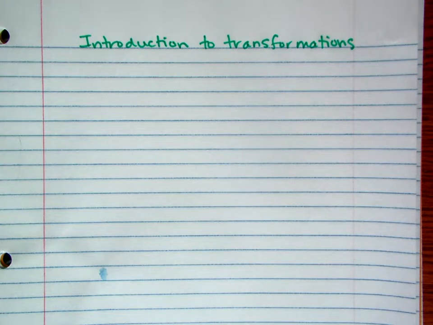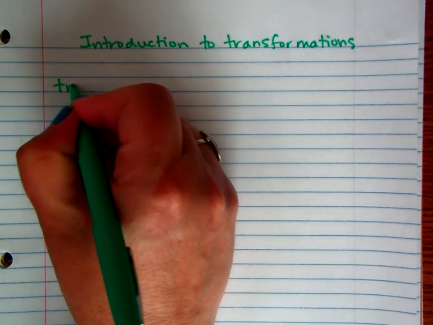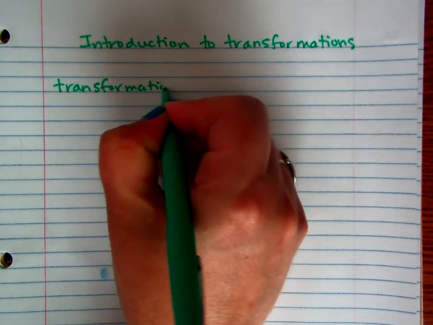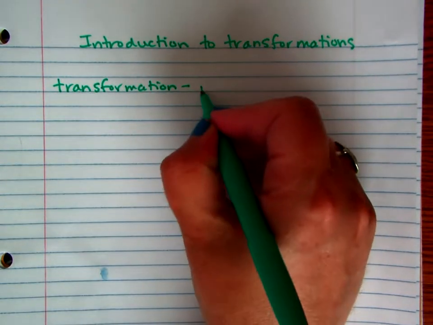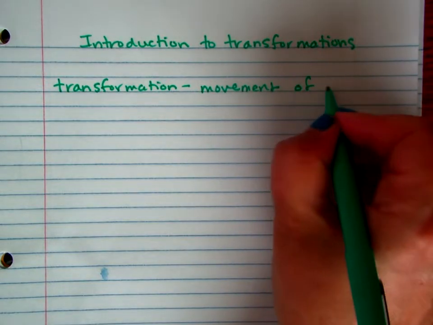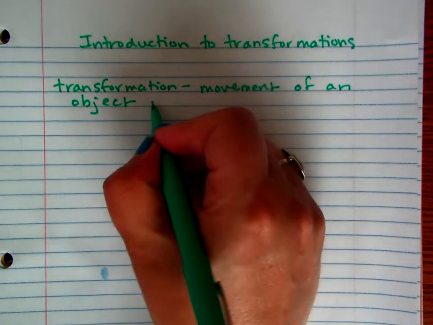Okay, so now we're going to start an introduction to transformations. This is the second portion of the geometry unit. So in general, a transformation is the movement of an object in the coordinate plane.